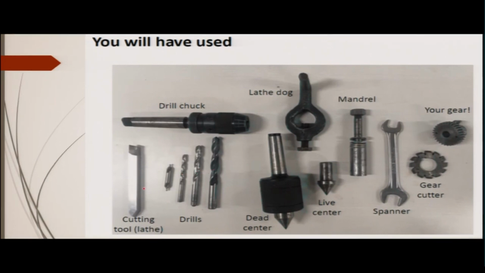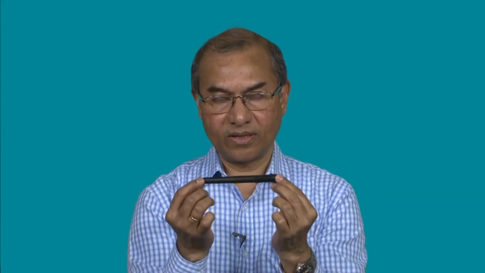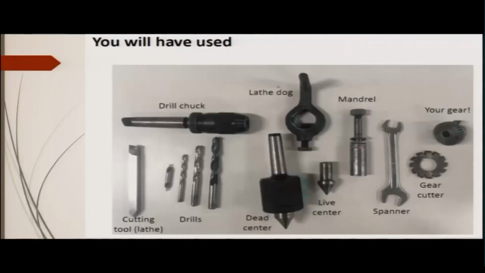cutting tool. Lathe dog is something new, because when the workpiece is mounted on the centers between the 2 heads, headstock and the tailstock, all right. Then we have to have this kind of a mechanism, which is the lathe dog, to transmit the rotation from the spindle to the mandrel or to the workpiece. This is the mandrel in this case.